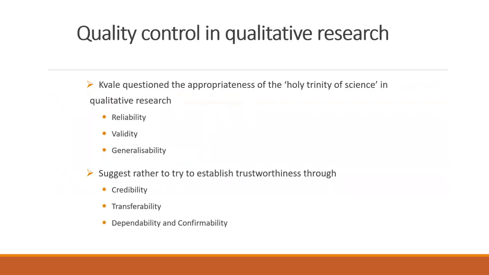Okay. And so going back to that point on quality control, qualitative research, one of the researchers called Cavalli questioned the appropriateness of the Holy Trinity of science in qualitative research. And what has been used and what is being used in quantitative research is this idea of ensuring reliability. So the control measure within quantitative research is: is this reliable? Is this data valid?